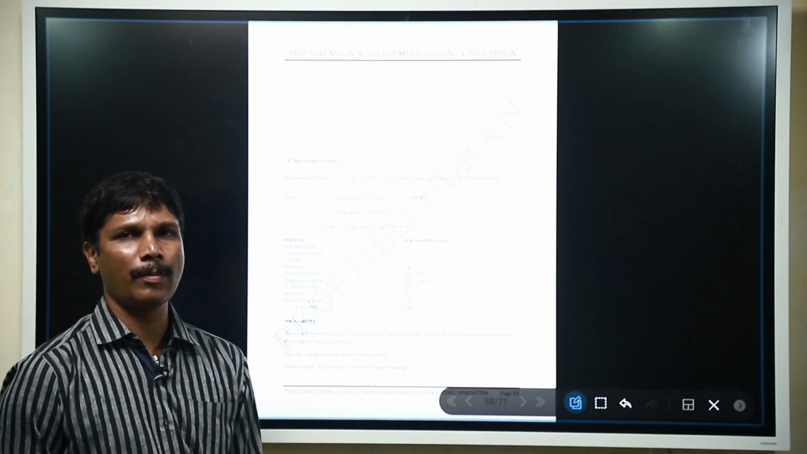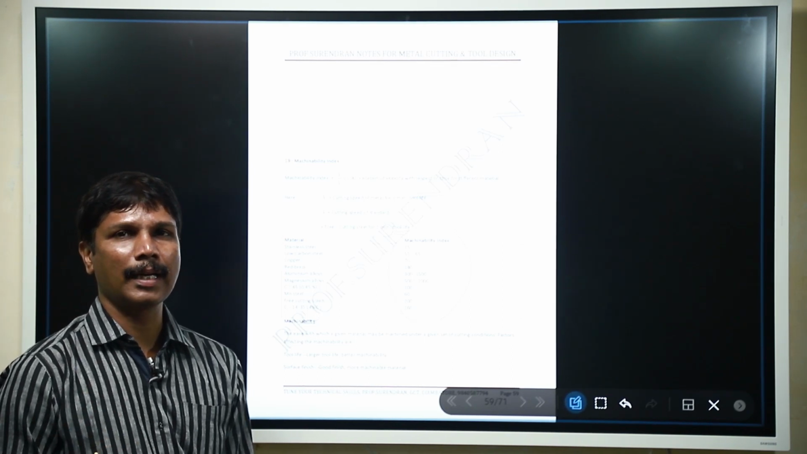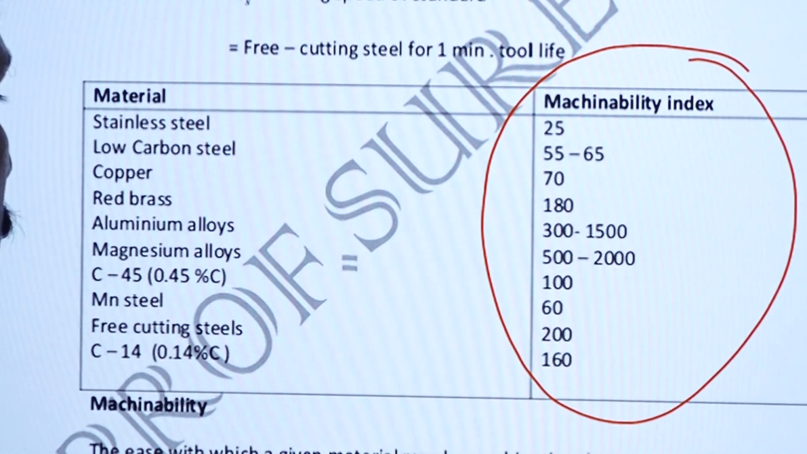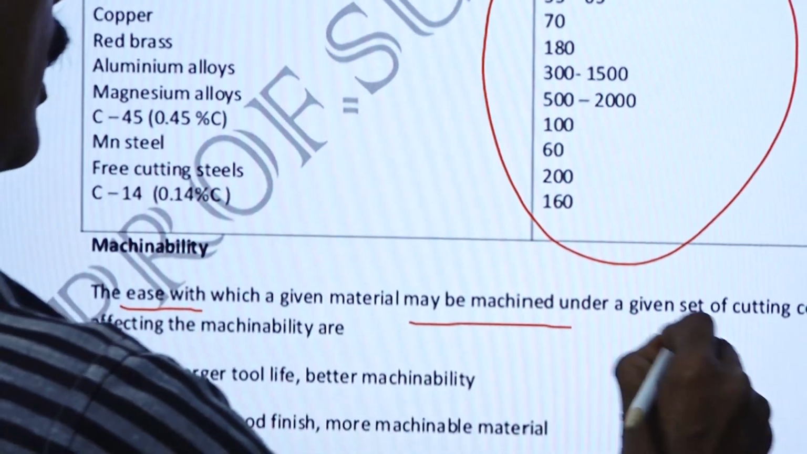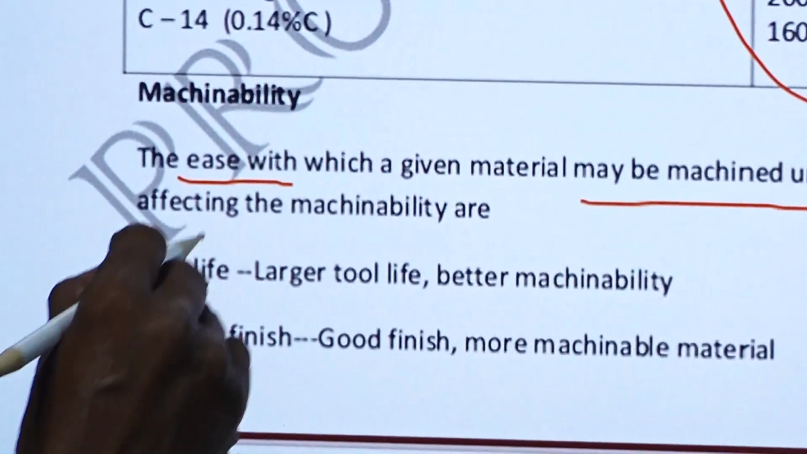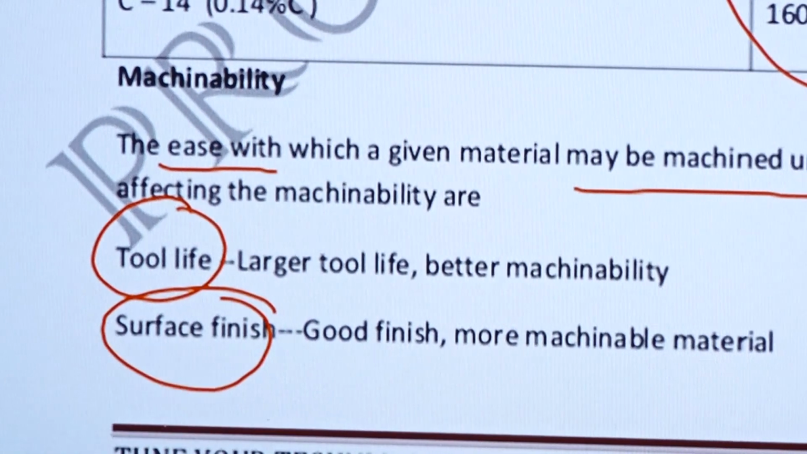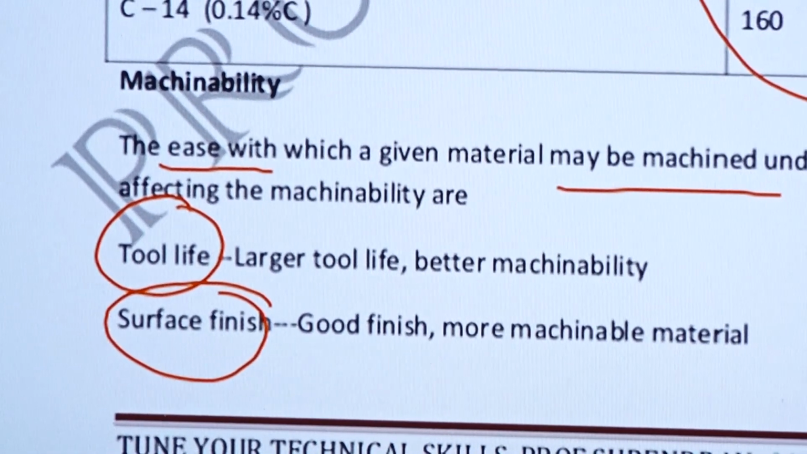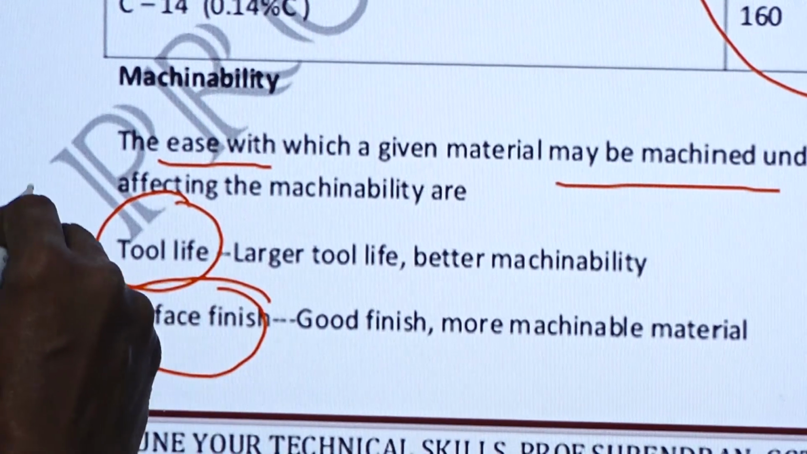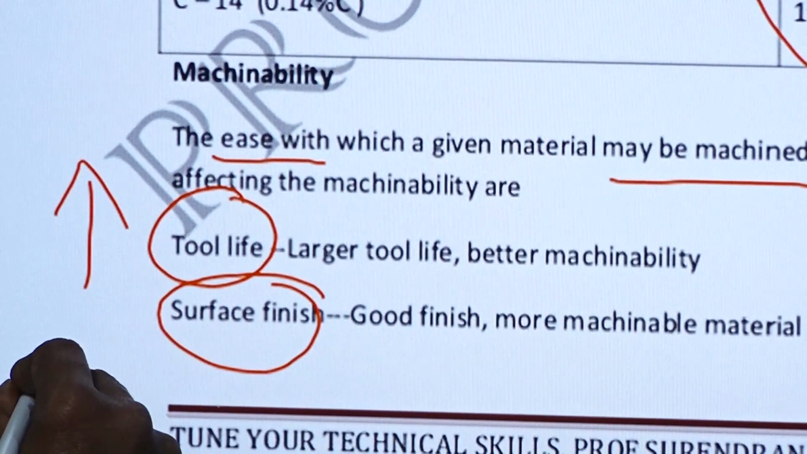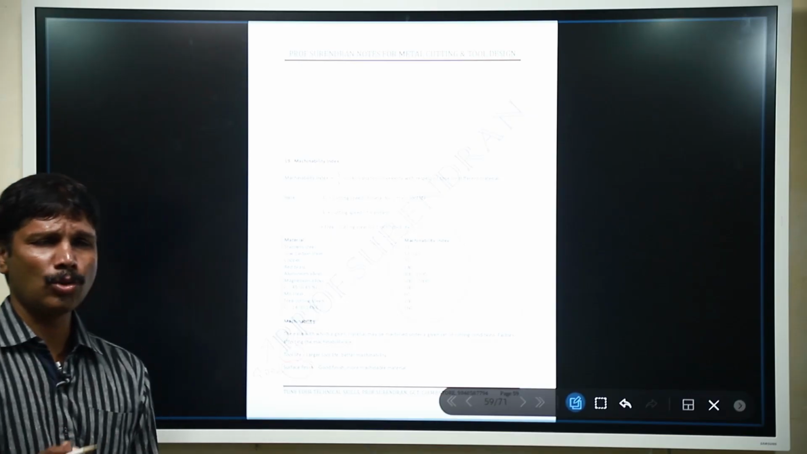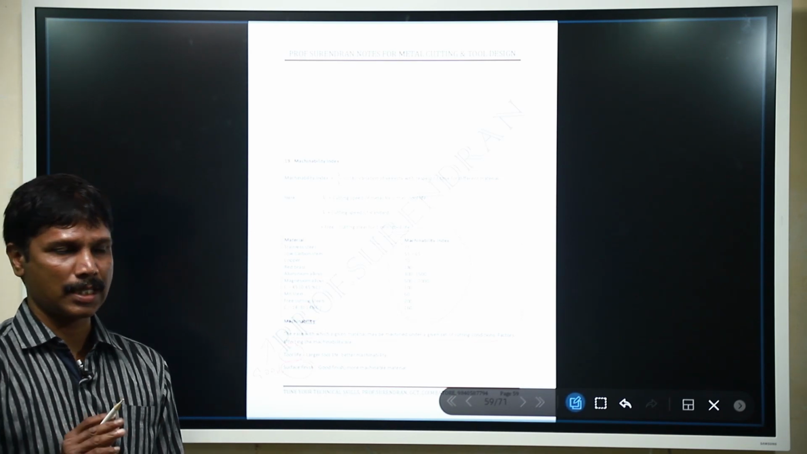Next is machinability. What do you mean by machinability? It is the ease with which a material can be machined under a given set of cutting conditions. The factors affecting machinability are tool life and surface finish. Larger tool life means better machinability, and good finish means a more machinable material. So tool life being larger and surface finish being good are the two requirements for machinability.